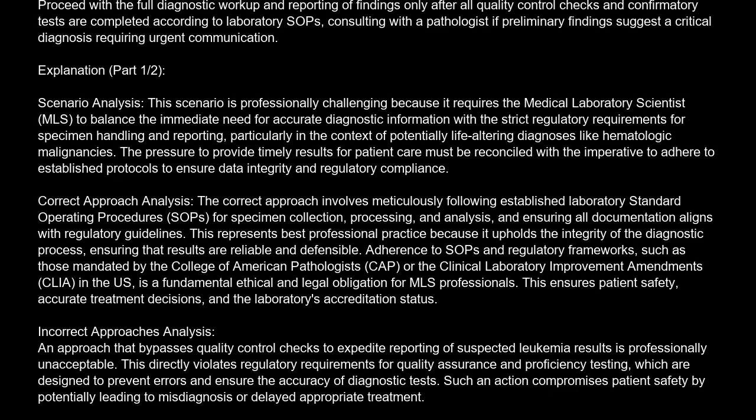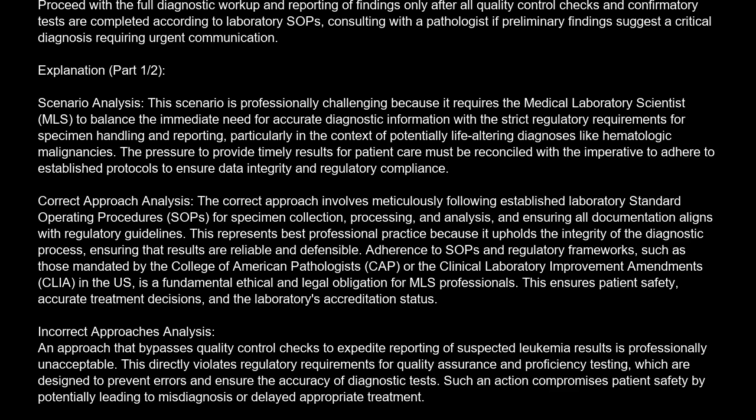Explanation. Scenario analysis. This scenario is professionally challenging because it requires the medical laboratory scientist, MLS, to balance the immediate need for accurate diagnostic information with the strict regulatory requirements for specimen handling and reporting, particularly in the context of potentially life-altering diagnoses like hematologic malignancies. The pressure to provide timely results for patient care must be reconciled with the imperative to adhere to established protocols to ensure data integrity and regulatory compliance.